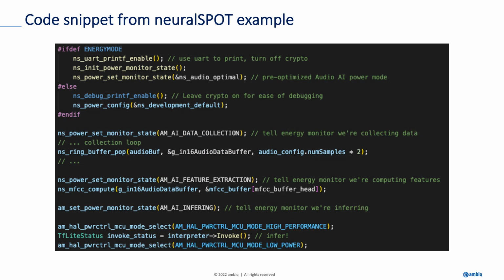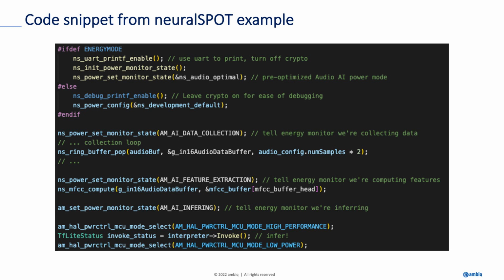And this is my last slide. This is basically just a cut and paste from some of our code, and I deleted some stuff that wasn't relevant. So here's how you would actually go about maybe instrumenting your code. If you're in energy measurement mode, you want to turn off JLink, the ITM interface, the SWO interface. You want to use a UART, which is lower power, and doesn't need the crypto enabled. So you turn on your UART, you initialize a power monitor state. That's the thing that will tell the joule scope of the external device what monitor mode you're in. And then you set the NS power set monitor.